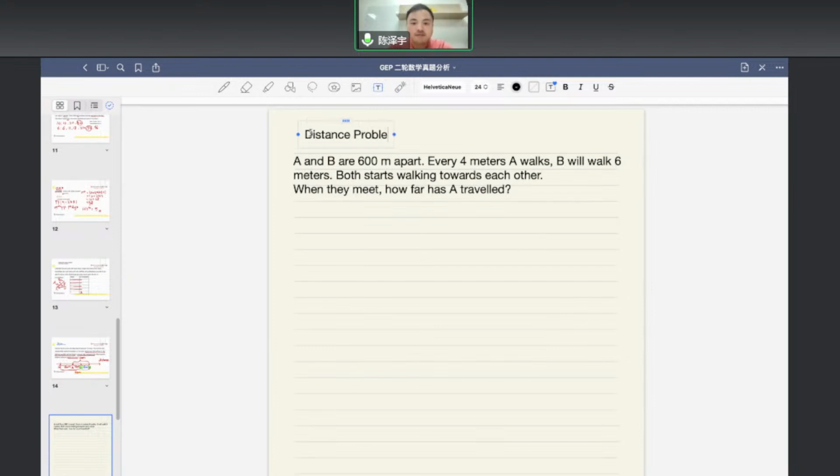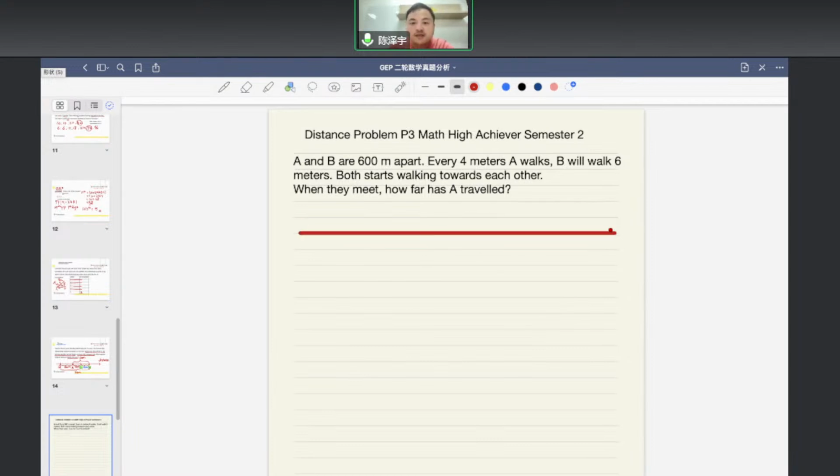Distance problems, we have taught in our P3 math high achiever lesson in semester 2. As you can see, most of the GEP questions we have already covered in our P2, P3 maths high achiever classes. So it covers a lot of the GEP modules. For this question, a lot of students didn't learn distance before, so let me simplify the question a bit.